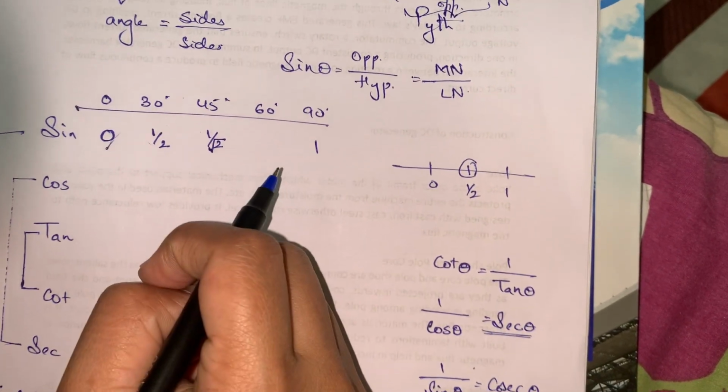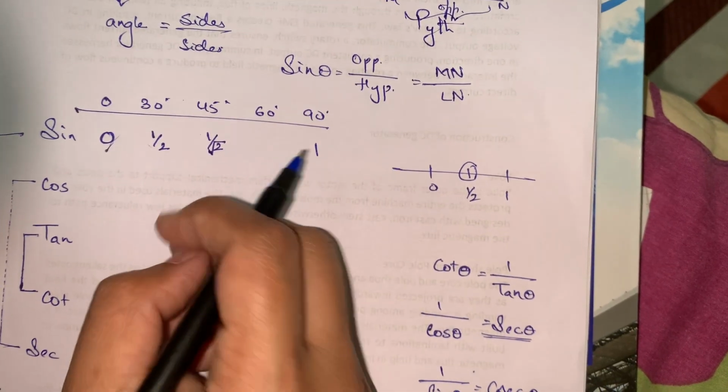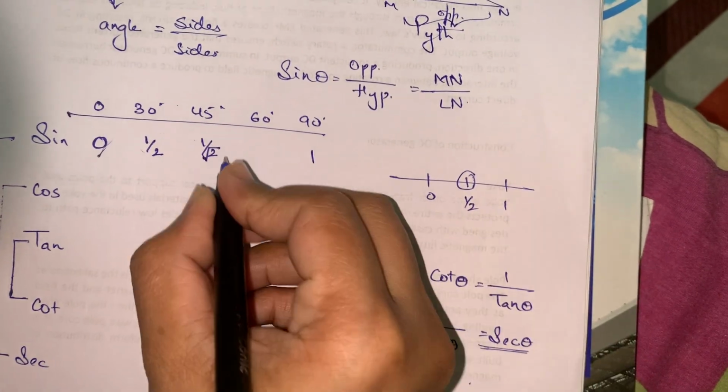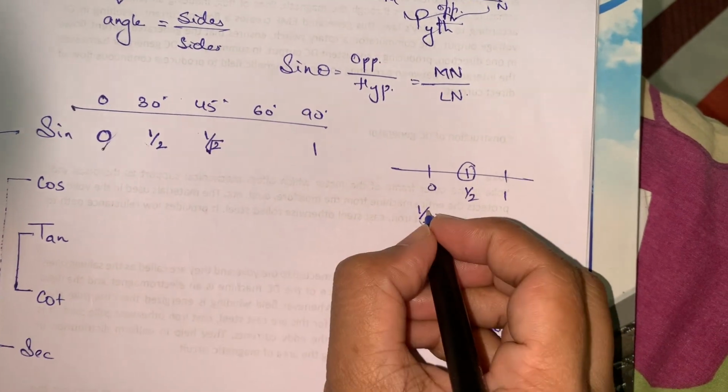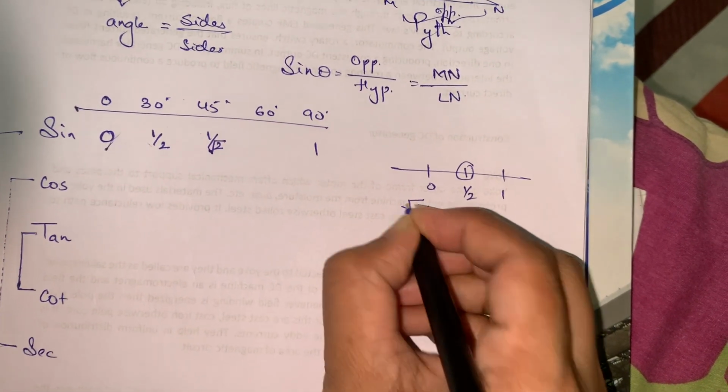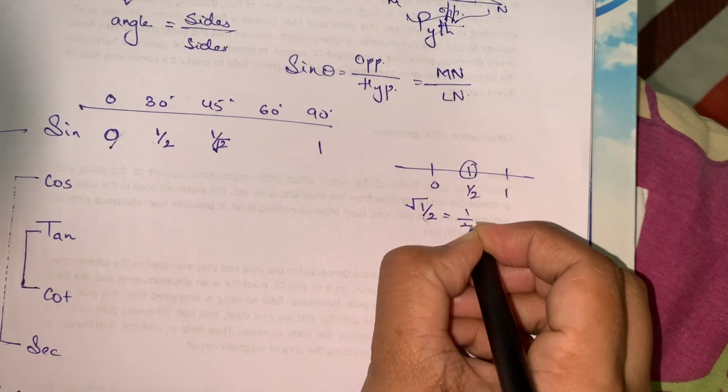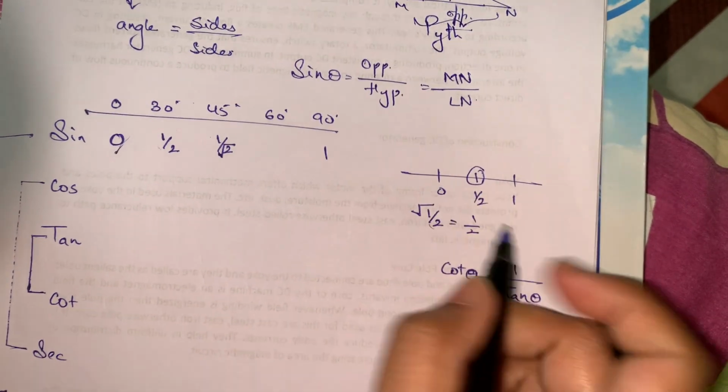I cannot put another 0 here. I cannot put another 1 here. If I put the same 1 by 2, this is already having the root, cap or hat. If I put it, it will still become 1 by 2 only. Okay, so this is not possible.